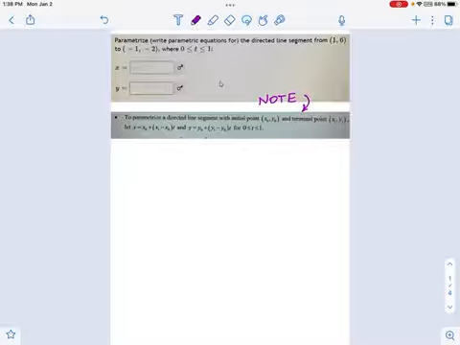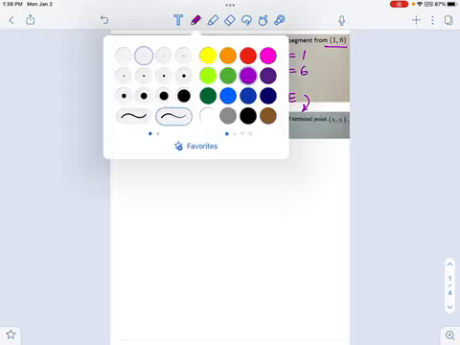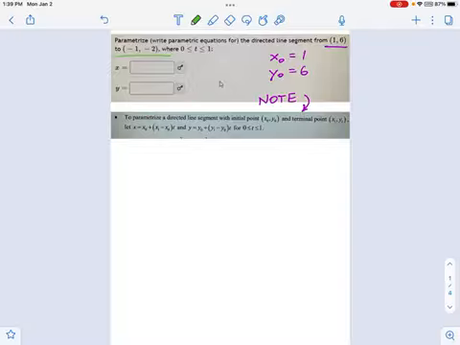So, what are x naught, y naught, x1, and y1? Well, they're given to us right here. So x naught equals 1, and y naught equals 6. And let me switch colors. There's our other point. X1 equals negative 1. Excuse me, that's not x naught, that's x1. And y1 equals negative 2.